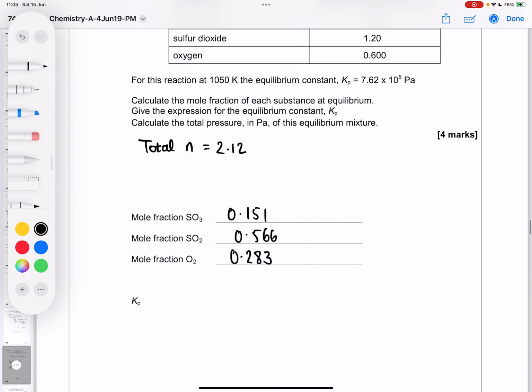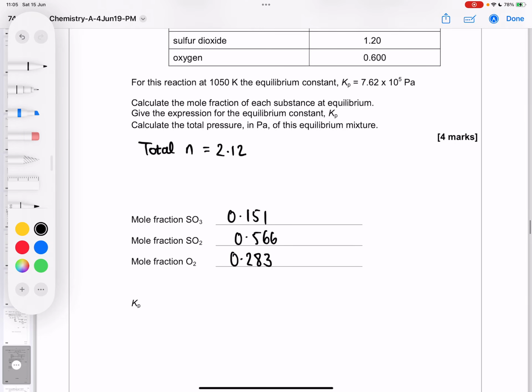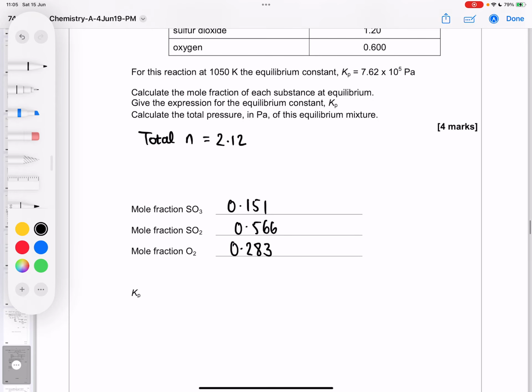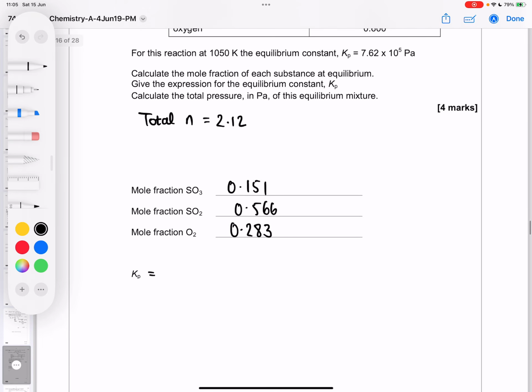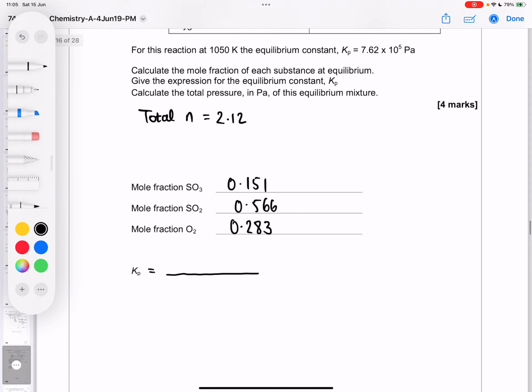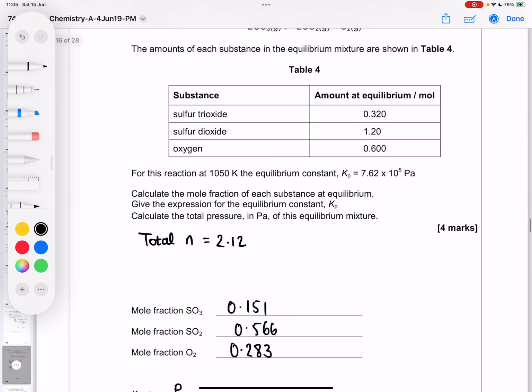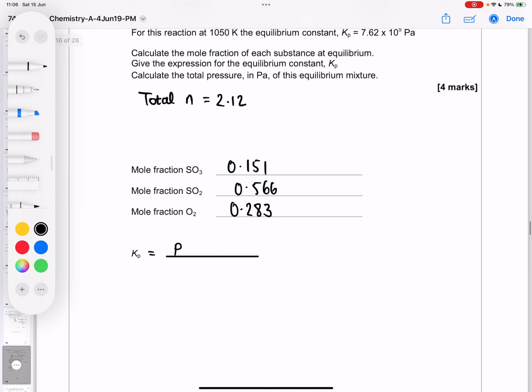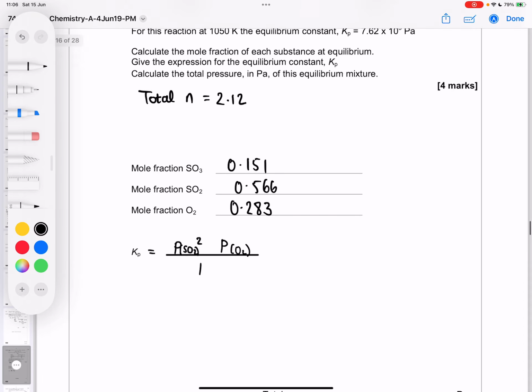Okay. It then wants us to give an expression for Kp. So for an expression for Kp, remember it's the partial pressures of the products over the partial pressures of the reactant. So it's the partial pressure of SO2 squared. And then just remember, if you're going to use any brackets, don't make them square brackets, use rounded brackets. Partial pressure of oxygen over the partial pressure of sulfur trioxide squared.